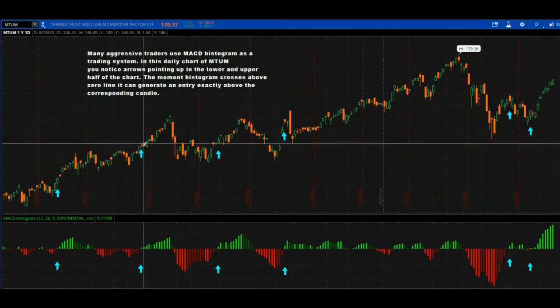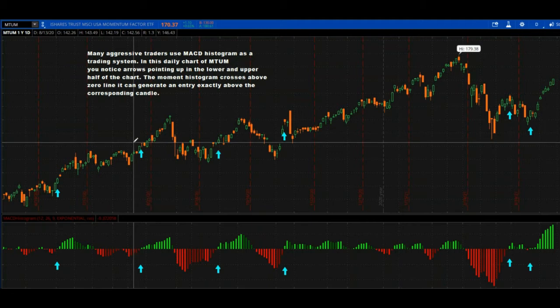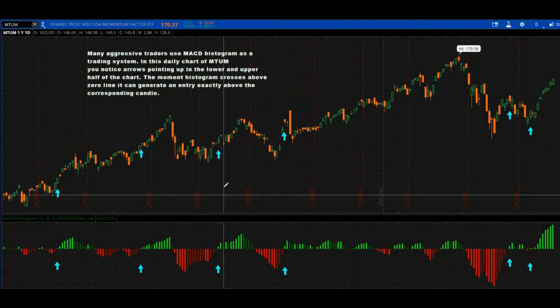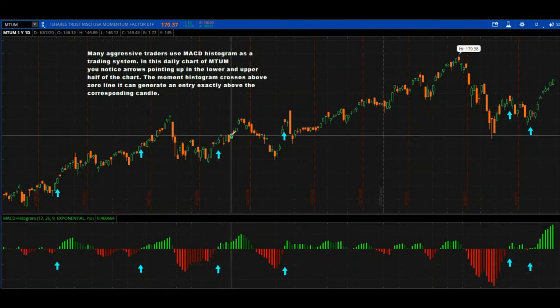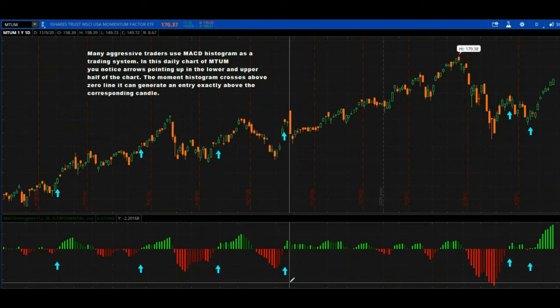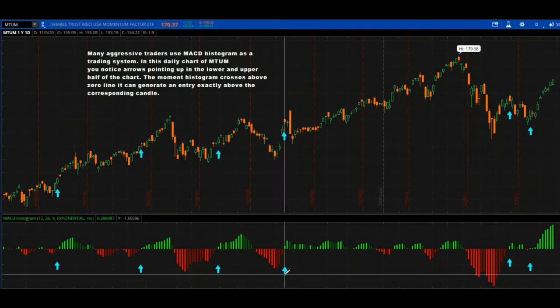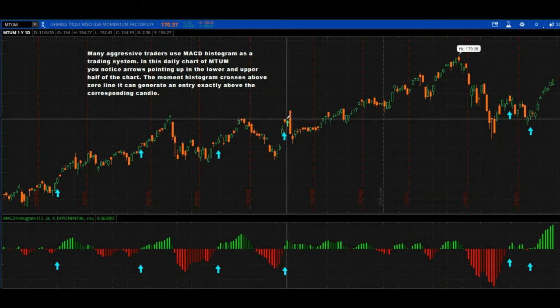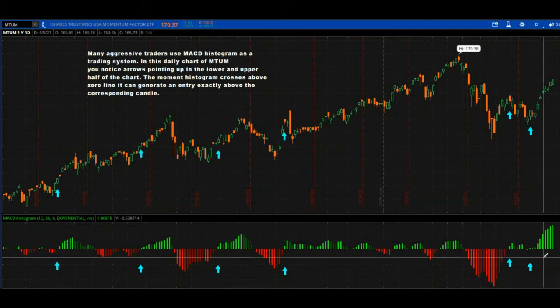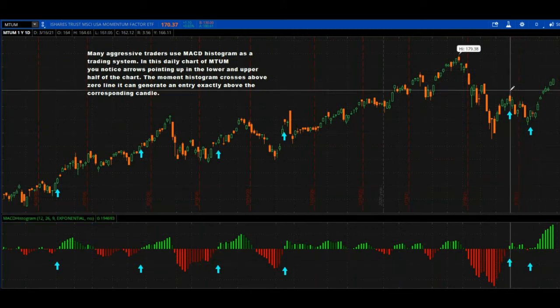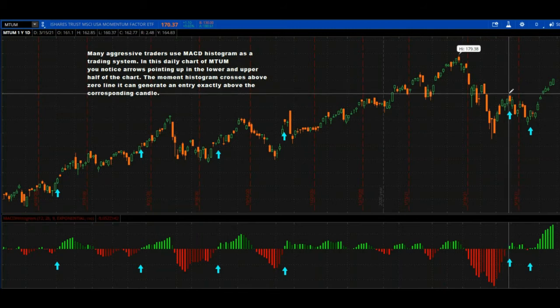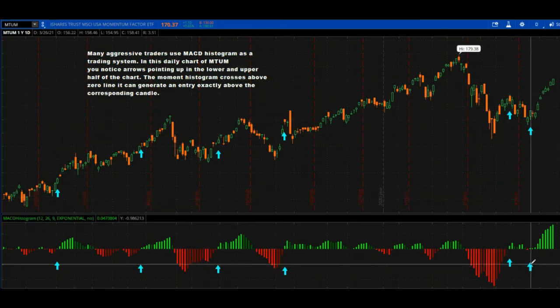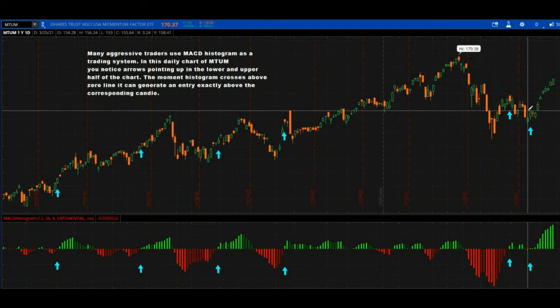Exactly above here on this candle, and it can be a buy above this candle right here. This right here, and it can be an entry over here. Exactly up above this right here, and there can be an entry above this candle. Right here, there can be an entry above this candle. And finally, right here, and there can be an entry above this candle.